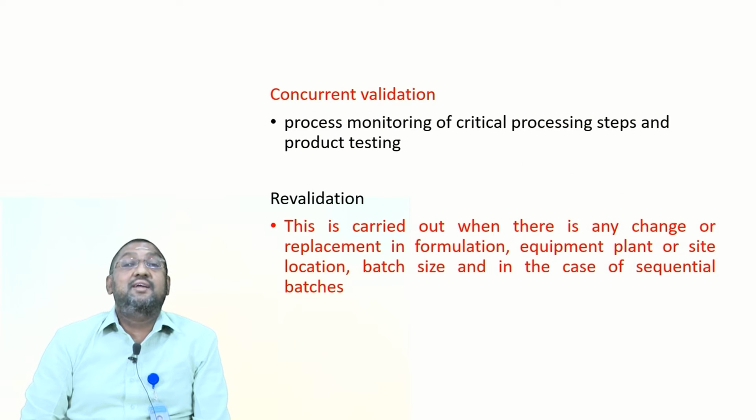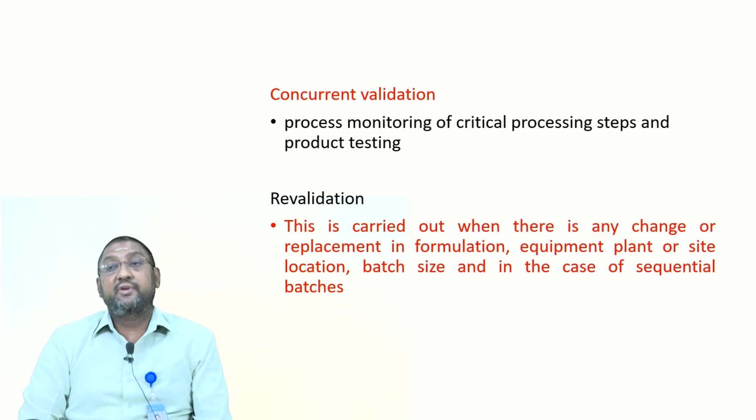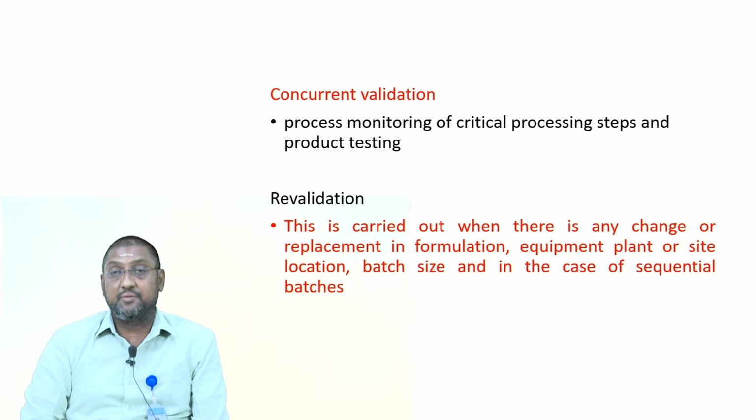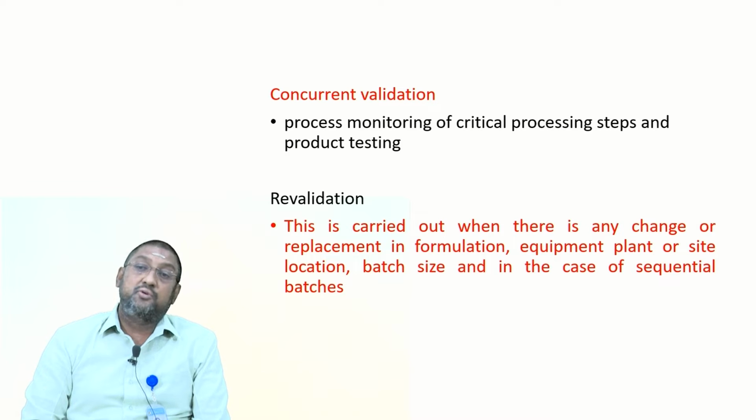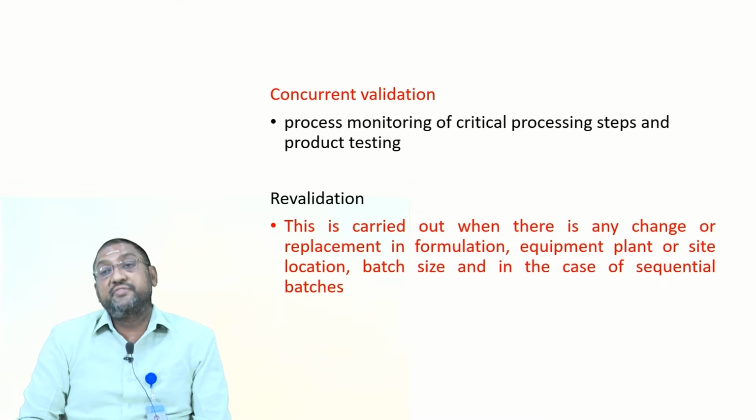Next one is concurrent validation. What is concurrent validation? It is continuous monitoring of the critical steps involved in the process. For example, in tablet manufacturing, what is the critical step? It is granulation. Why is it critical? If you do not prepare the granulation properly, your practical yield will be in question. Suppose I give raw material for 100 tablets, and if your granulation is not perfect, you will reach only 80 tablets. So there is a question about 20 tablets, which is directly linked to finance.